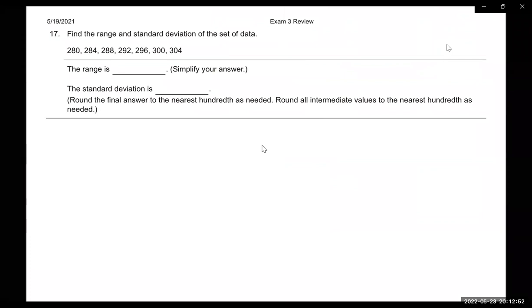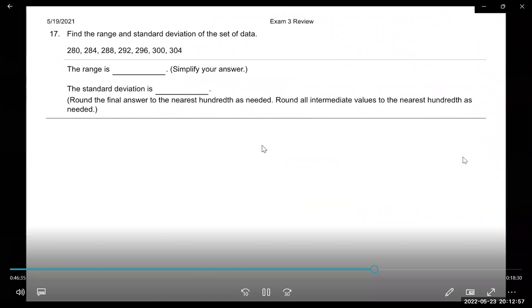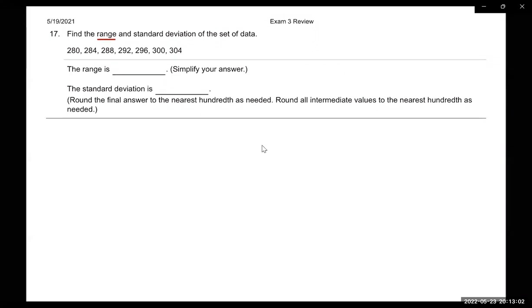So let's see. All right, find the range and the standard deviation. So first let's find the range. So see how it didn't say mid-range, it just says range. So when it says range, that's when you do the max minus the min. That's what I was confusing the mid-range with. So what's the max? 304? It's already in order for us. And the min is 280. So the range is 24.